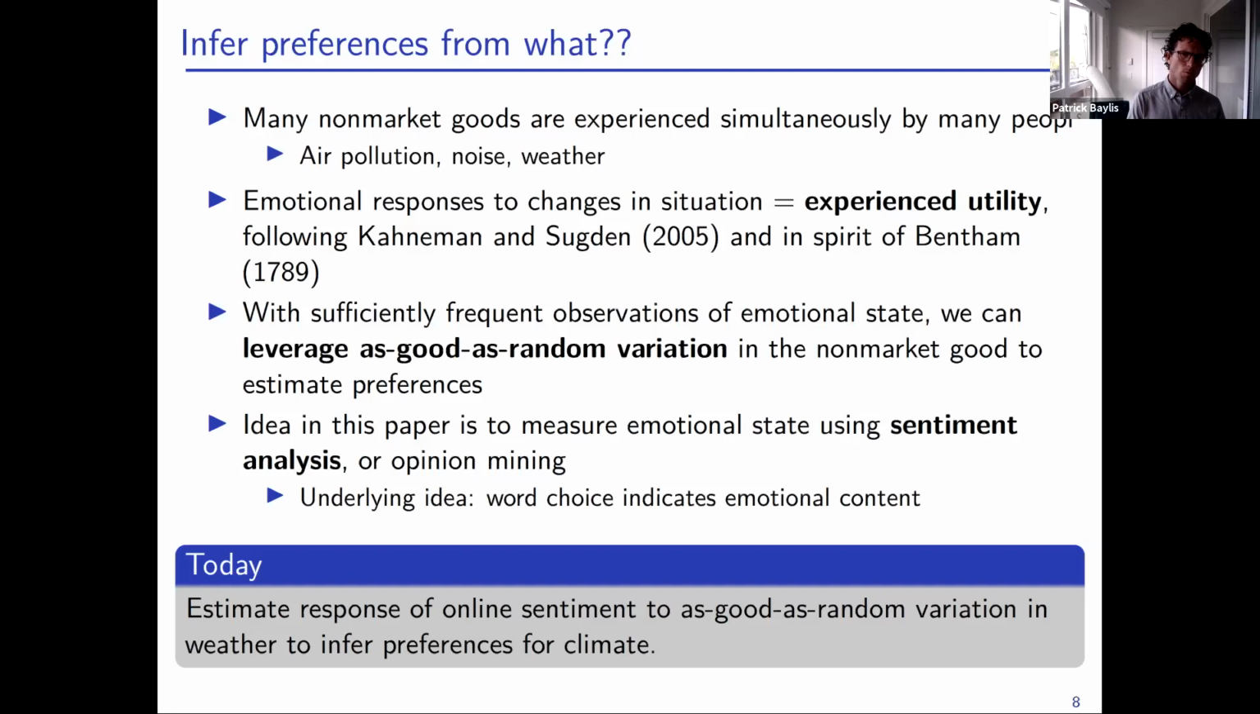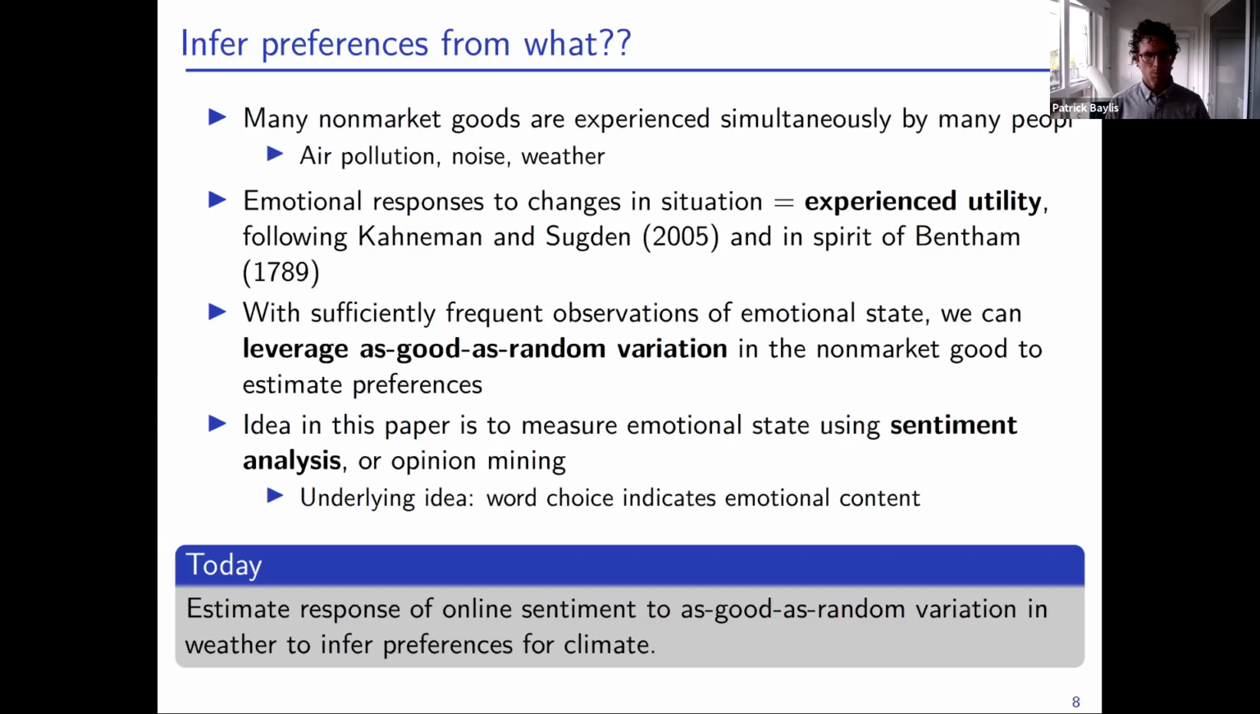But it really goes back to Bentham's writing in the 1700s, where he talked about utility as a measure of sort of pleasure minus pain. So this is an old idea in economics, but it's being updated here to think about a data source that might actually be useful for helping us understand preferences as we now think about them. So the approach is, with sufficiently frequent observations of emotional state, with a nice panel, we can leverage as-good-as-random variation in the non-market good, so here weather, to estimate preferences for weather.